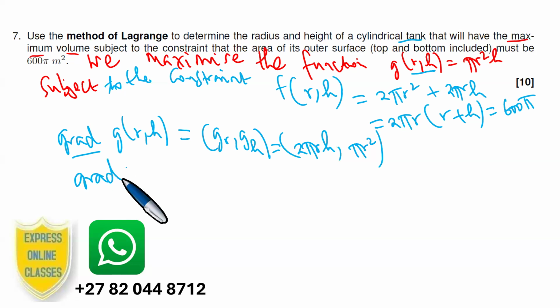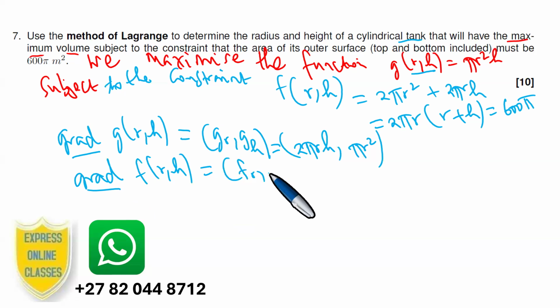Which is F(r, h). We find the gradient of F(r, h), which is F_r, F_h. Okay, F is this one, which is this. But we want to find its derivative, right? Its gradient.